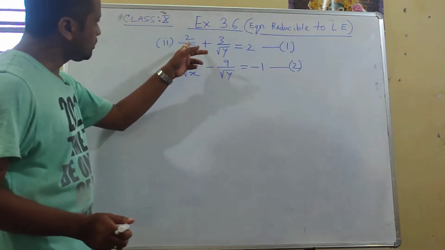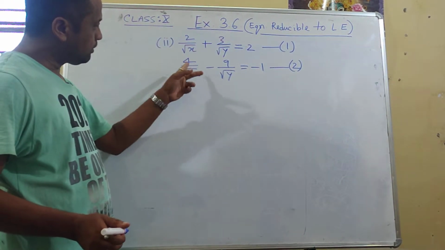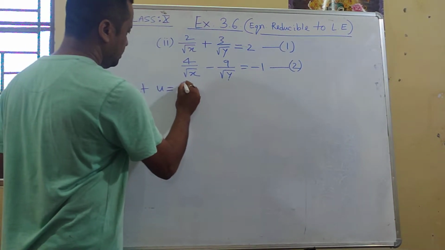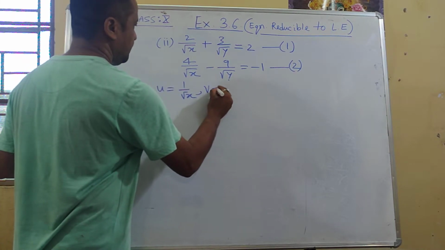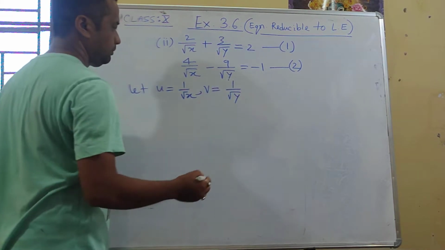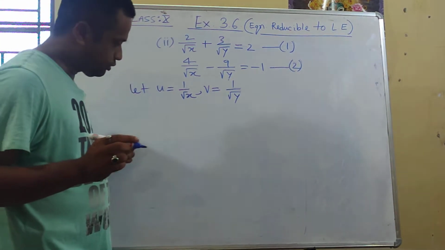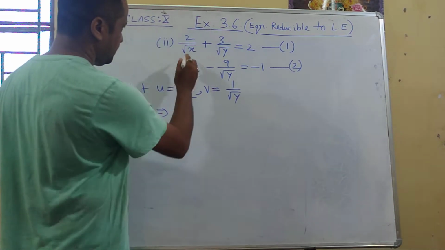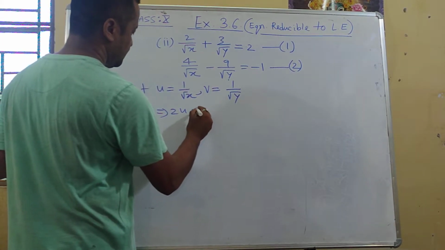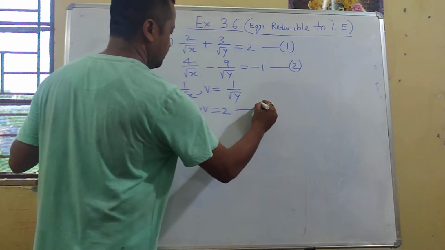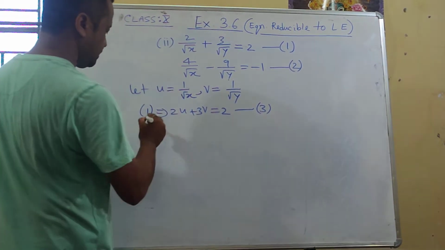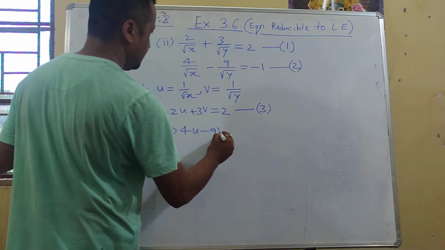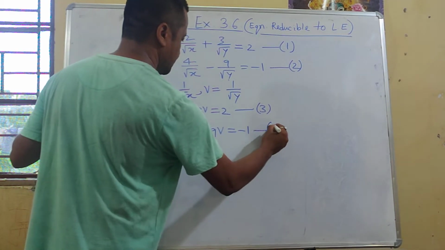Now you see it is in 1 by root x, 1 by root y form. So let us assume u is equal to 1 by root x and v is equal to 1 by root y. So as a result, 1 becomes 2u plus 3v is equal to 2. It is equation number 3. And 2 becomes 4u minus 9v is equal to minus 1. It is equation number 4.